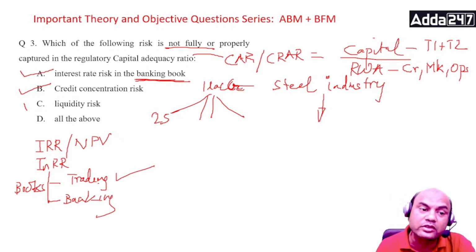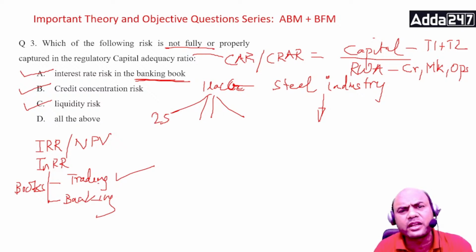Liquidity risk, that is also not covered. What is liquidity risk? Liquidity risk is a regular problem for all the banks. Even you and I face liquidity risk in life. At the month end, after let's say 20-25 days from when you get the salary, till the next salary, you are always in a financial crunch, right? So that is liquidity risk. The same thing happens with the bank also. So these things are not covered in this. So the answer is D over here.